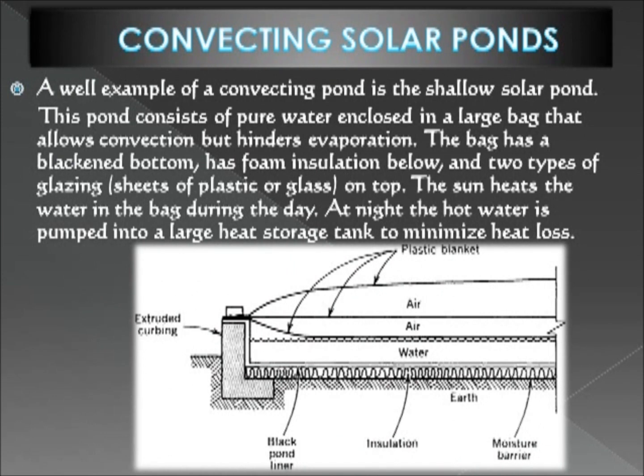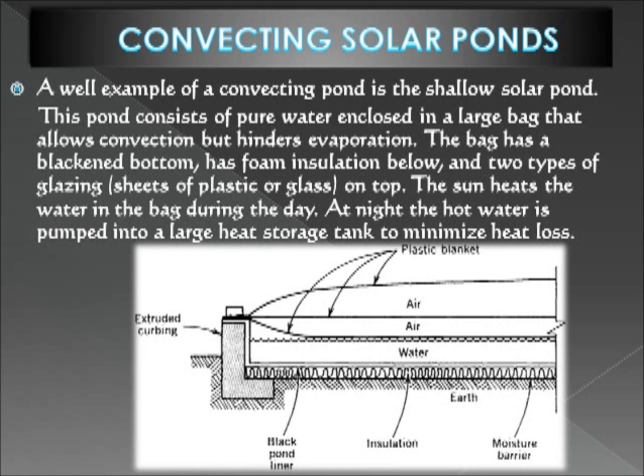Convective solar pond. A good example of a convective solar pond is the shallow solar pond. As you can see in this diagram, there is a plastic blanket over the water surface. Its principle is that this pond consists of pure water enclosed in a large bag that allows convection but hinders evaporation. The bag has a blackened bottom. It has foam insulation below and two layers of glazing sheets of plastic or glass on the top. When the sun heats the water in the bag during the day, at night this hot water is pumped into a large heat storage tank to minimize heat loss.